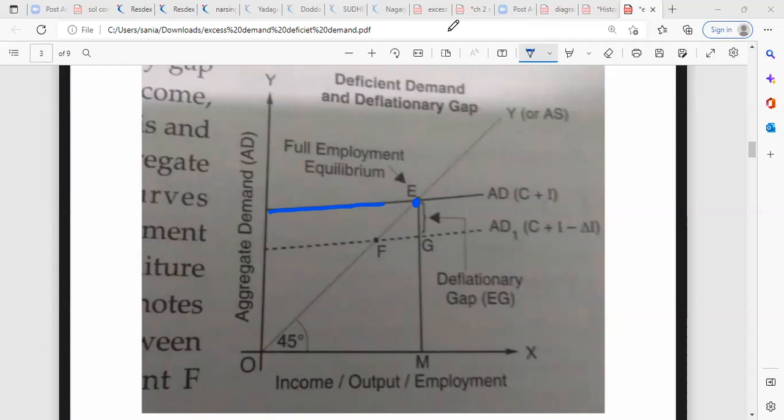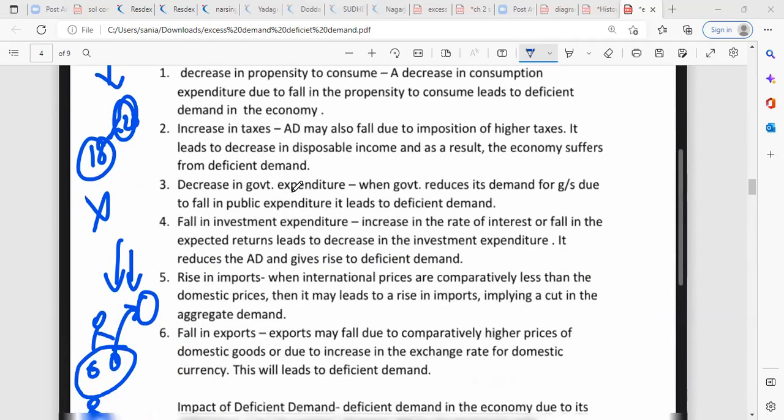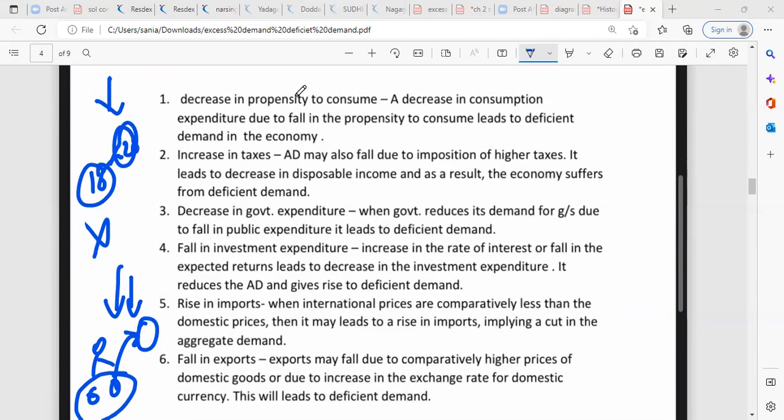Okay. Now we will do the reasons for deficit demand. Ma'am, what are the reasons for deficit demand? See, everything will be opposite here. Decrease in propensity to consume, right? Now people will not consume. Increase in taxes. Earlier there was a decrease, so you had a lot of money and were consuming, but now you have to pay a lot of tax. Then decrease in government expenditure. Earlier the government was giving you subsidies, but now the government says no, I won't be giving you any subsidies. Then decrease in investment expenditure. Earlier you wanted to spend a lot on investment, but now you don't want to do that.